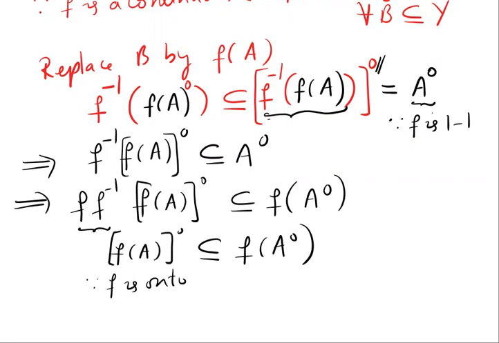So what we had to prove? We had to prove f of A interior is equal to f of A whole interior, right? But we have got one side, and we'll call this equation 1.